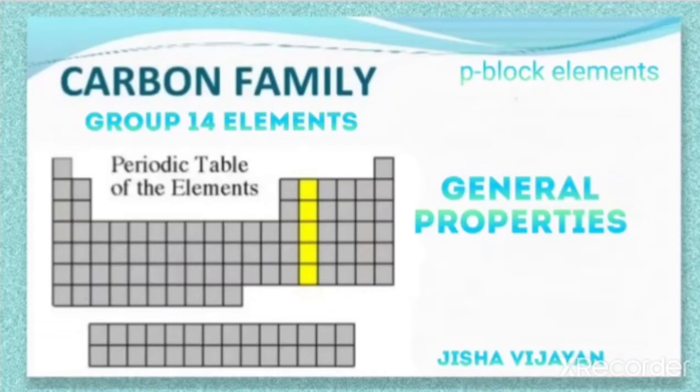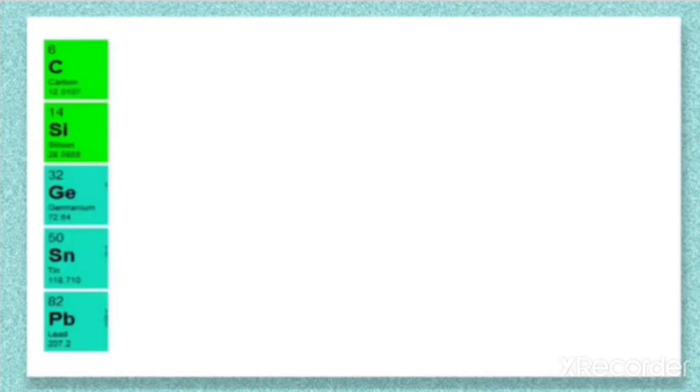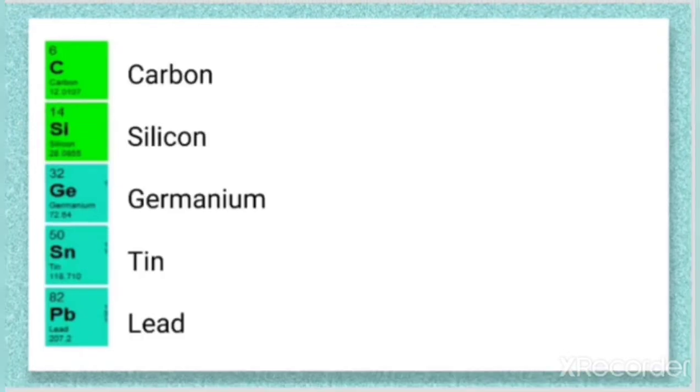Hello students, in this video we are going to discuss the general properties of group 14 elements, which is commonly called the carbon family. Because the first member of this group is carbon, it is commonly called the carbon family. So it is necessary to learn the symbols of these elements and the sequence of the elements from top to bottom, that is carbon, silicon, germanium, tin and lead.